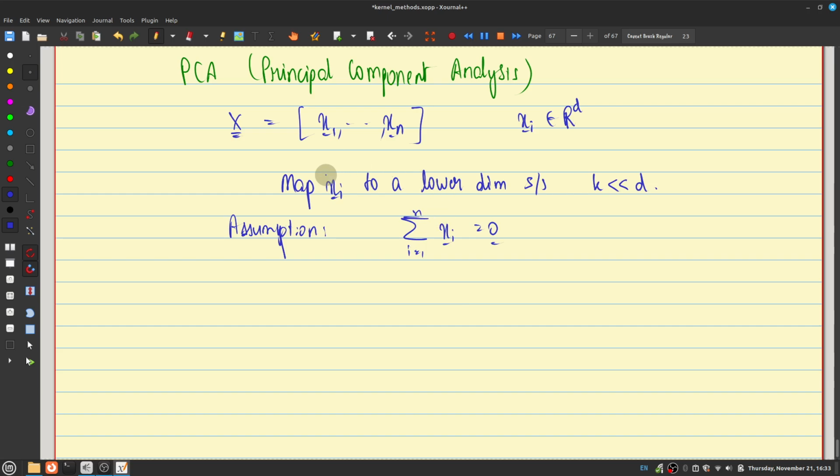So what does it mean to map xi to a lower dimensional subspace? We just want to find a projection of x onto some lower dimensional subspace. So find some projection matrix P. You can think of this as a d by d matrix, but it essentially has rank only k, and this is an orthogonal projection onto some k dimensional subspace.